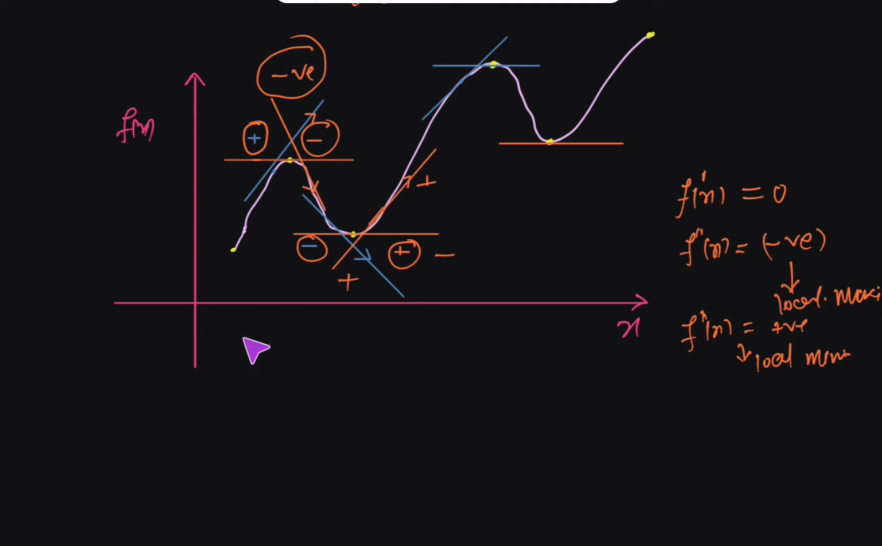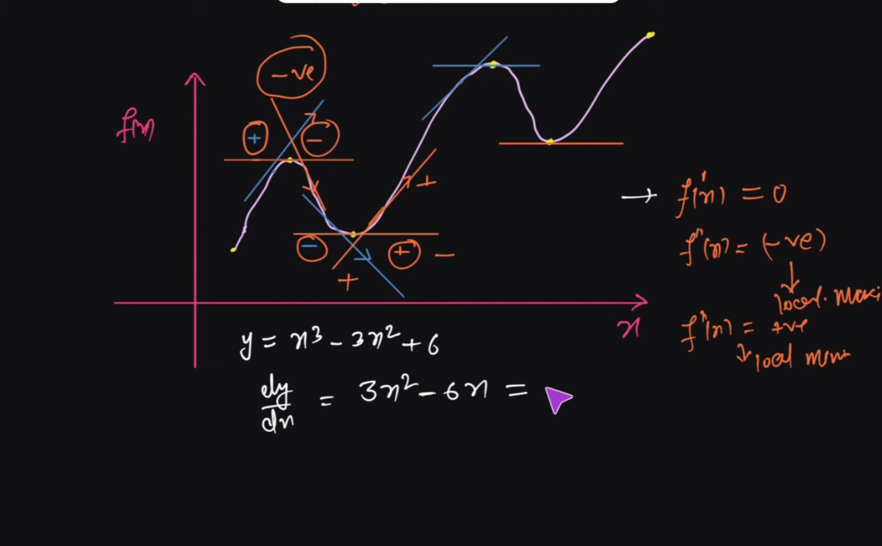Let's take this example: y equals x cube minus 3x square plus 6. This is the given function, and we are asked to find the minima and maxima. The first step is always to find the extreme points, where the slope is 0, so the first differentiation of this function will be equal to 0. Differentiating, dy by dx equals 3x square minus 6x, and we equate it to 0 because the slope at these extreme points is 0.